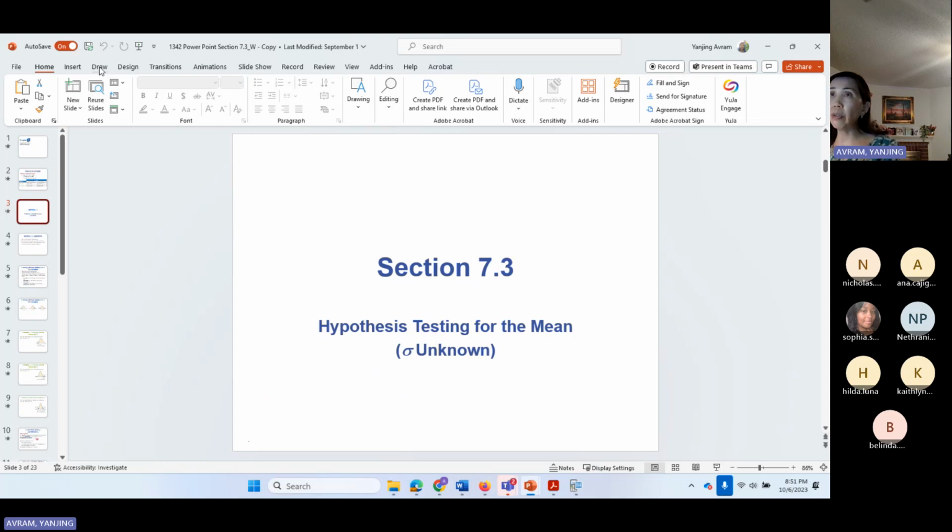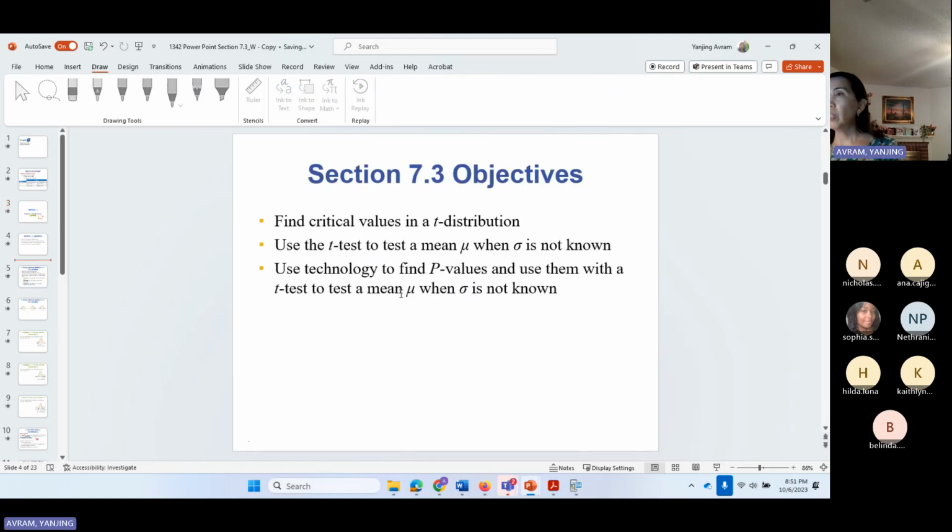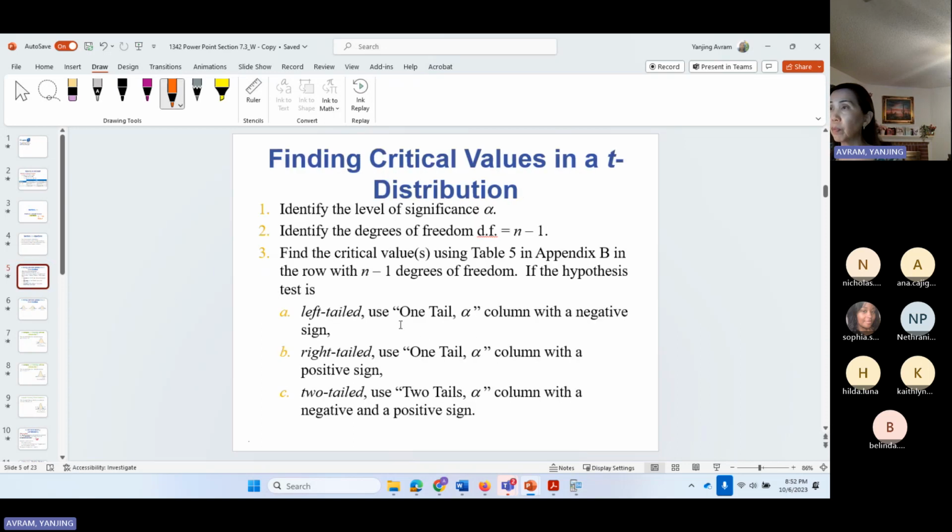When sigma is unknown, this is called a t-test, okay? Just like we had a t-interval earlier, this one we call the t-test, or sometimes called the Student's t-test because it was found by a great student, okay? So find a critical value for the t-distribution using the t-test for when sigma is unknown. Sigma is not known, that means it's unknown. And then we can use the calculator to find the p-value and compare it with alpha. That would be the easiest way, okay?